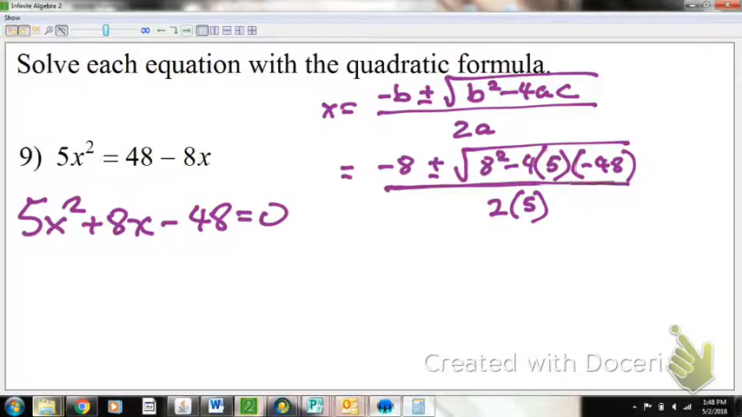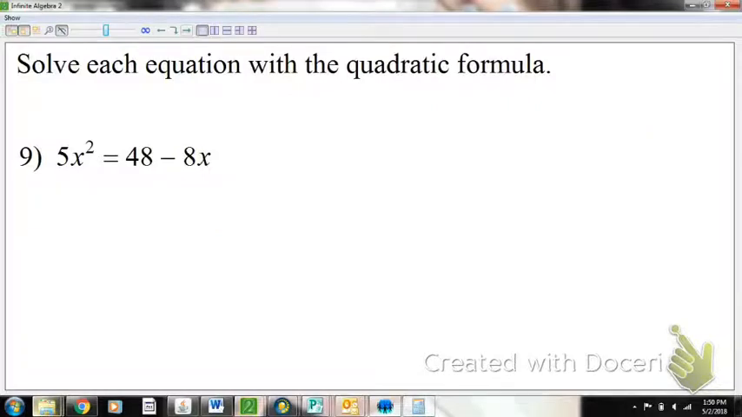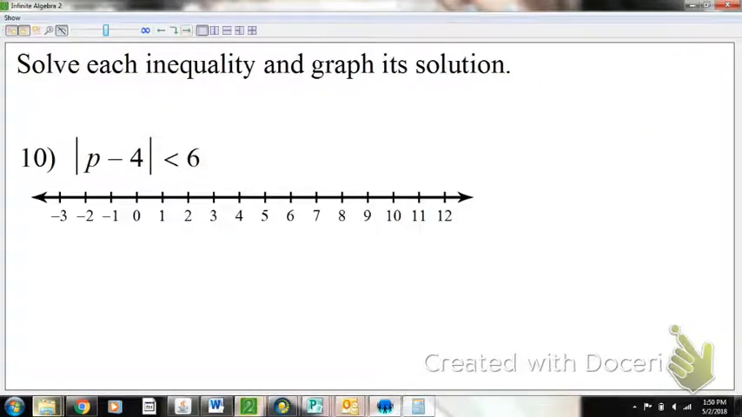All right. I'm not going to finish this one. Got a big number here. Calculator to do that radicand and finish the problem from there. All right, let's have a look at this one.